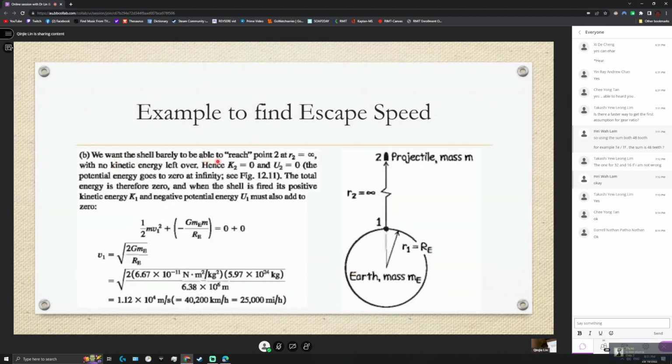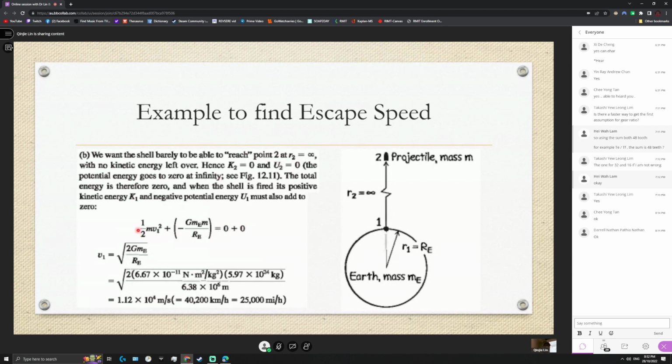We want the shell to be able to reach point 2 at R2 equals infinity with no kinetic energy left over. So if we apply the equation, kinetic energy at 2 is going to be 0, just nice to be able to reach that point. So K2 equals 0. Then U2, which is the potential energy at this point, must be 0. This is actually the key step. The potential energy goes to 0 at infinity.